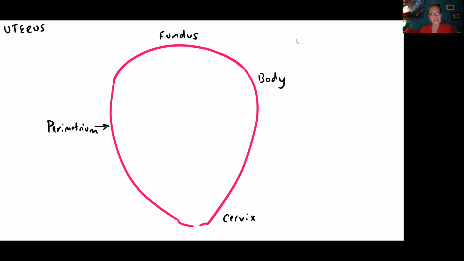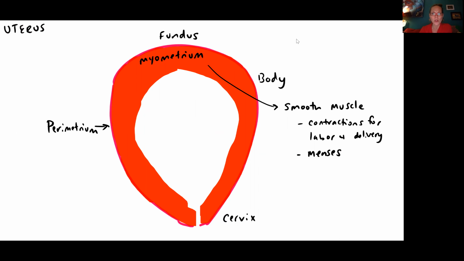You have three distinctive layers forming the uterus. You have the perimetrium on the outermost layer. You have a myometrium, which is a really thick, smooth, muscular layer. The contractions of the myometrium will be, of course, important in expelling the fetus during labor and delivery, and also helping to remove the material at menses.